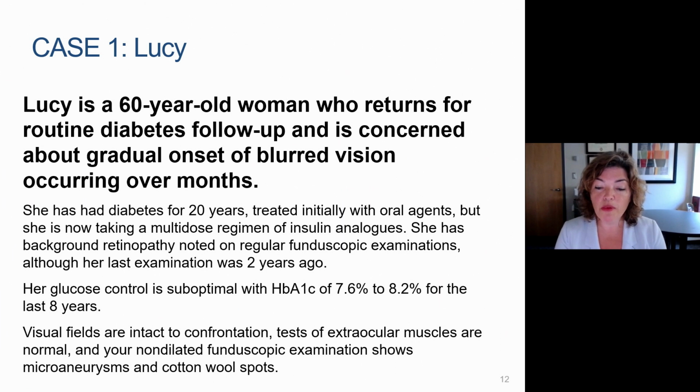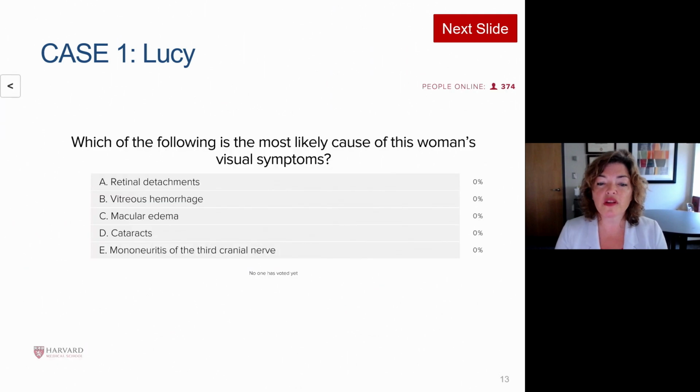Her glucose control is suboptimal. And that's why it's unfortunate that she hasn't gone annually. If her A1C was 6.5, skipping a year is fine for the ADA. But in her case, glucose isn't so great. Her visual fields are intact to confrontation. Tests of extraocular muscles are normal. And on exam, you just see the background retinopathy. So she has gradual onset of blurred vision. So what do you think is the most likely cause of this woman's visual symptoms of gradual onset blurred vision?